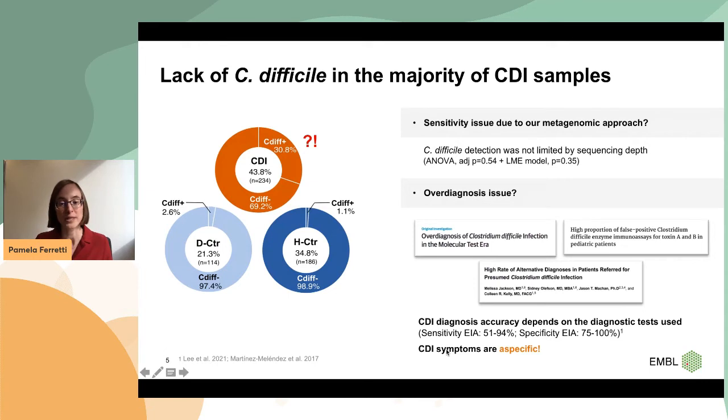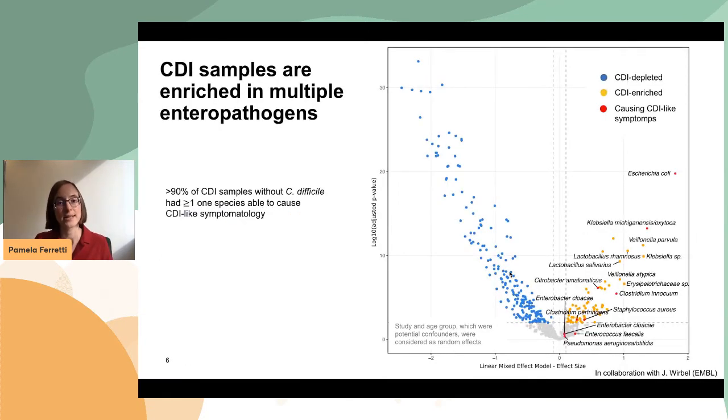But also very important is to remember that CDI symptomatology is not specific to C. difficile, but there are actually a range of different bacterial species that can cause identical symptomatology, meaning diarrhea and also pseudomembranous colitis. So the next step was to look if we could find any of these species in our CDI samples. So in this linear mixed effect model, you see in blue highlighted the species that are depleted in CDI, and in yellow, the species that are enriched in CDI.